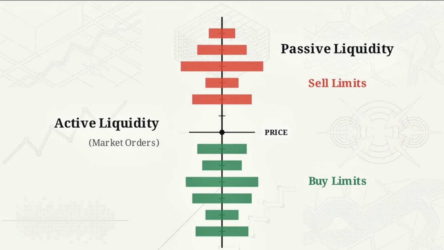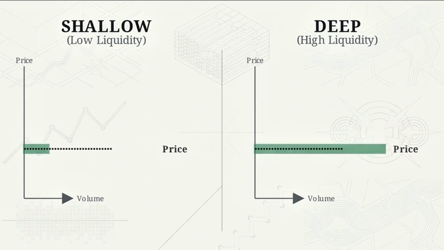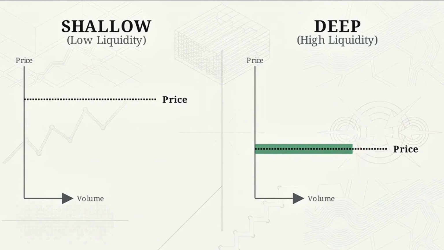Against those walls, we have active liquidity. These are the aggressive market orders that initiate market movement. The mechanical rule of the market is simple. For a price to move to the next level, an active order must completely consume a wall of passive orders. If a price level has very few waiting limit orders, it takes only a small amount of active trading to chew through them and shift the price. A deep market packed with orders requires far more aggression to move.